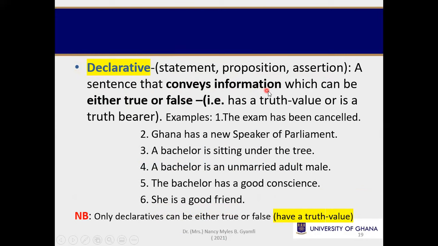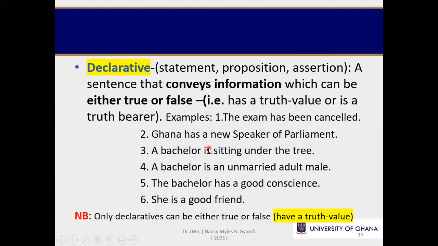A sentence that conveys information which can be either true or false. So this one, declaratives, have a truth value. They can be true or false. If I say Ghana has a new speaker of parliament, that can be true or false, isn't it? Yes. But when I said, where is your mother? You can't say true or false to that. That was interrogative. Call your mother for me. You don't say true or false to that. That is imperative. It's asking me to do or telling me to do. But for declarative, it is conveying information. It is rather giving you information. That's the third type. So Ghana has a new speaker of parliament. A bachelor is sitting under the tree. She's a good friend, etc. These are all what?